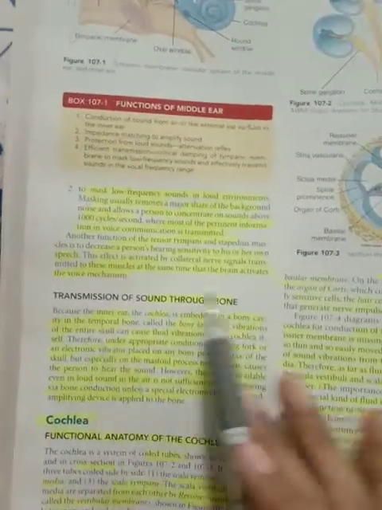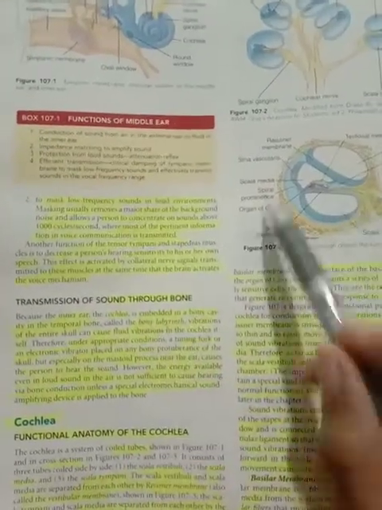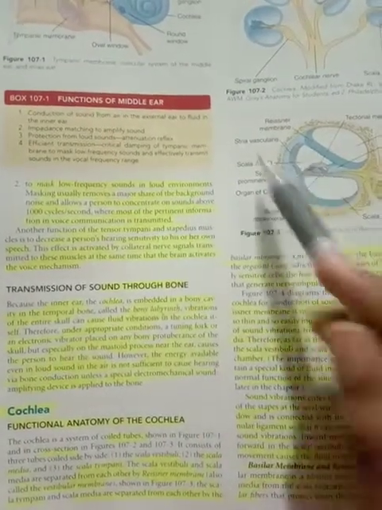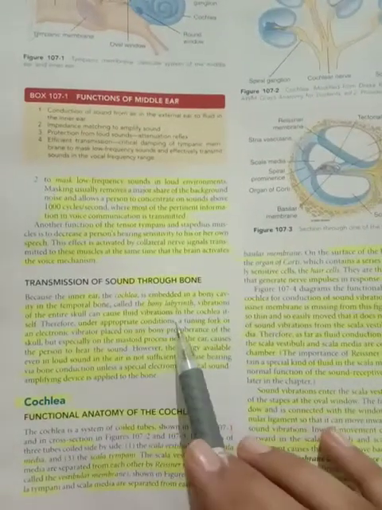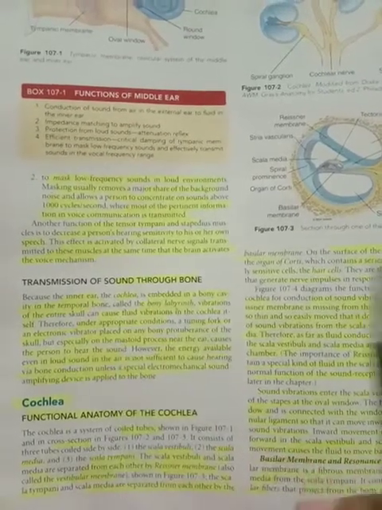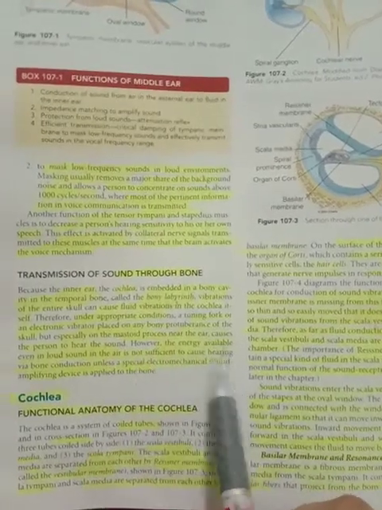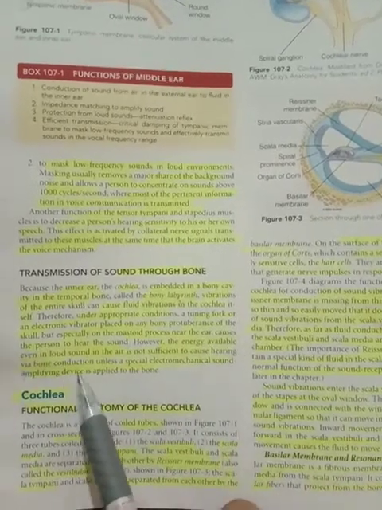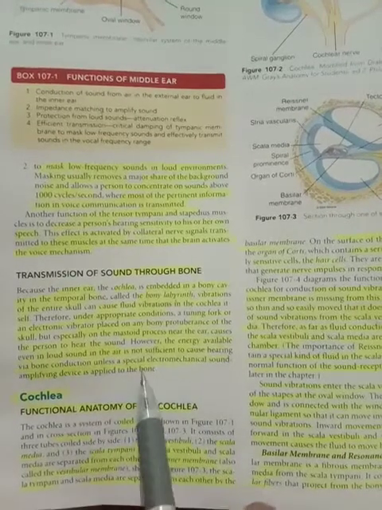And the transmission of sound through bone. Actually, the cochlea is present in the bony labyrinth, that is, in a bone. So actually there will be many vibrations. It is easy to pass through a liquid than a bone because it is very hard to pass through the bone, so it requires some appropriate condition, like a tuning fork. For example, a tuning fork or electric vibrator placed especially on the mastoid near the ear causes a person to hear the sound. However, the energy available even in the loud sound in the air is not sufficient to cause hearing via bone conduction unless a specific electromechanical sound amplifying device is applied to the bone.